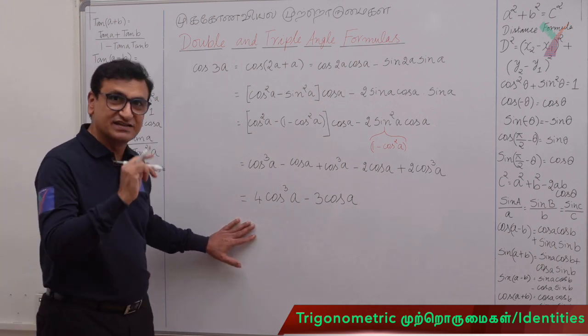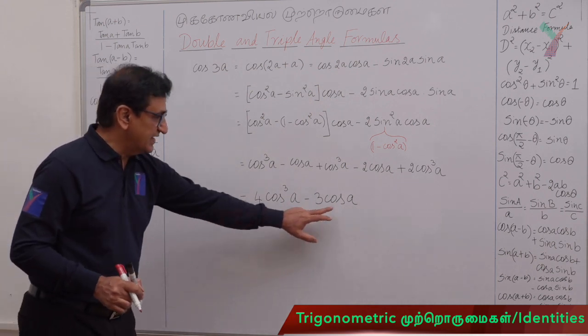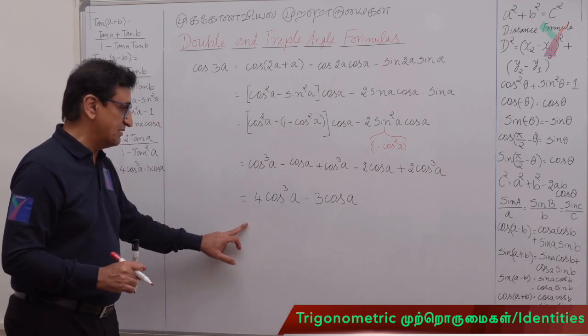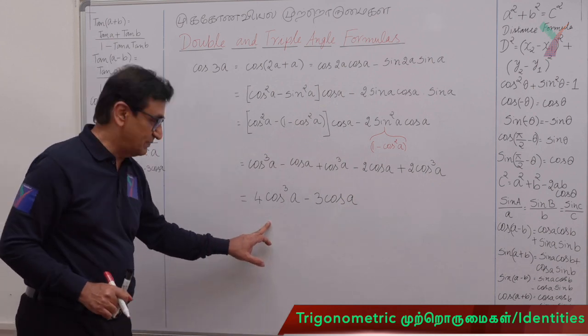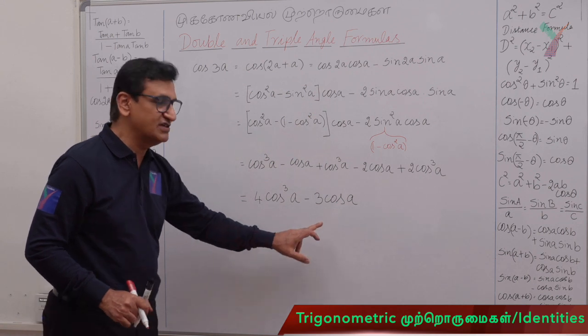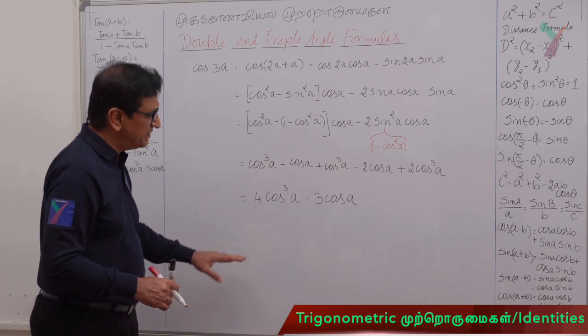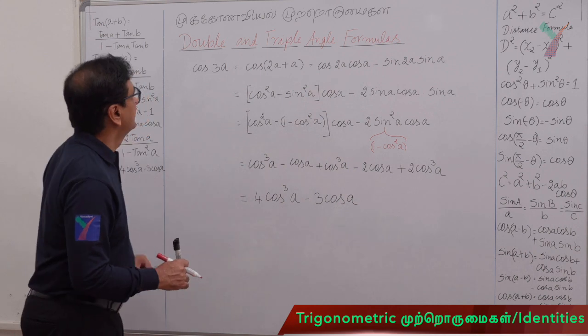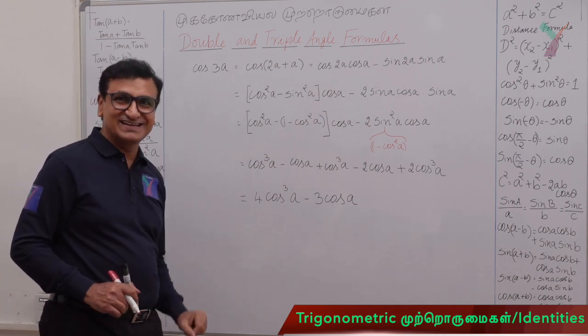Actually, you can also write in this fashion. Factor out 1 cos A here. So this can be cos A multiplied by 4 cos square A minus 3. It can be done that way also, but this is a very neat expression. Next, shall we do sin 3A?